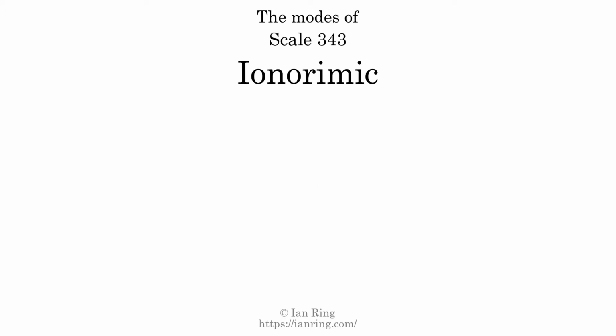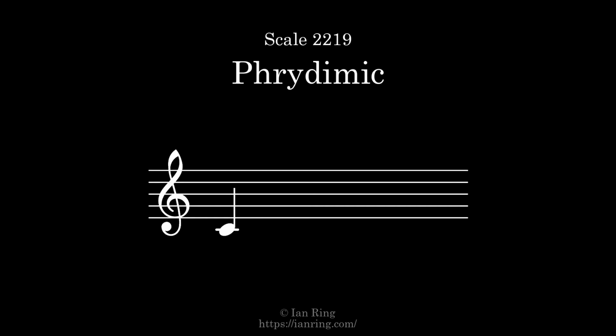This scale has 6 modes. The first mode is itself. The second mode is scale 2219, also known as Ionorimic. It sounds like this.